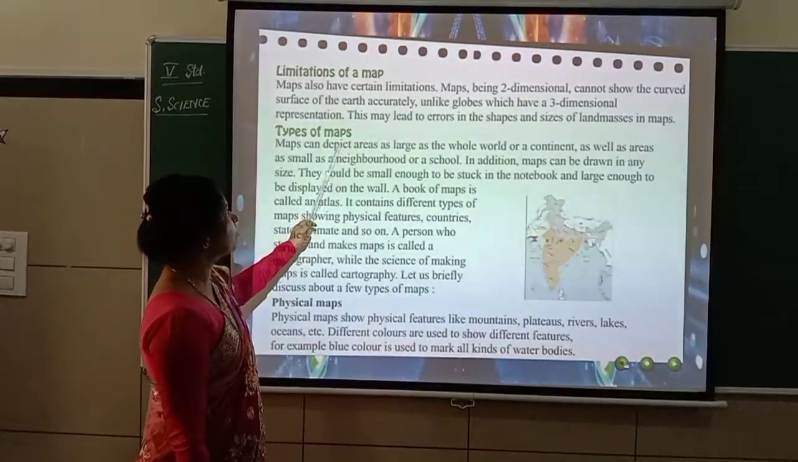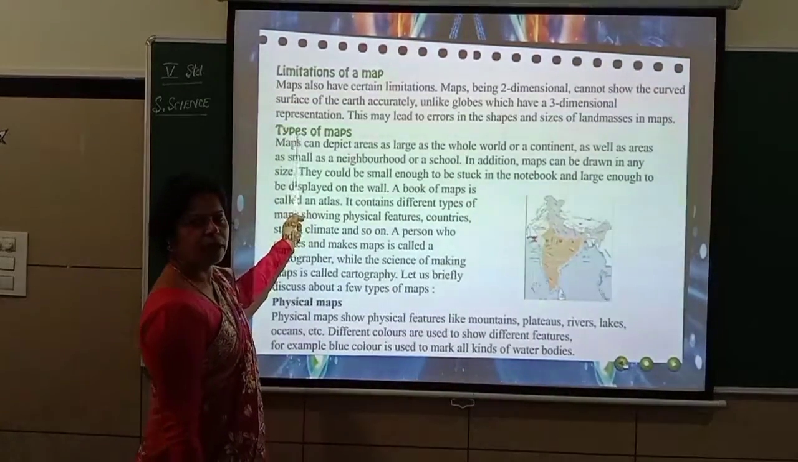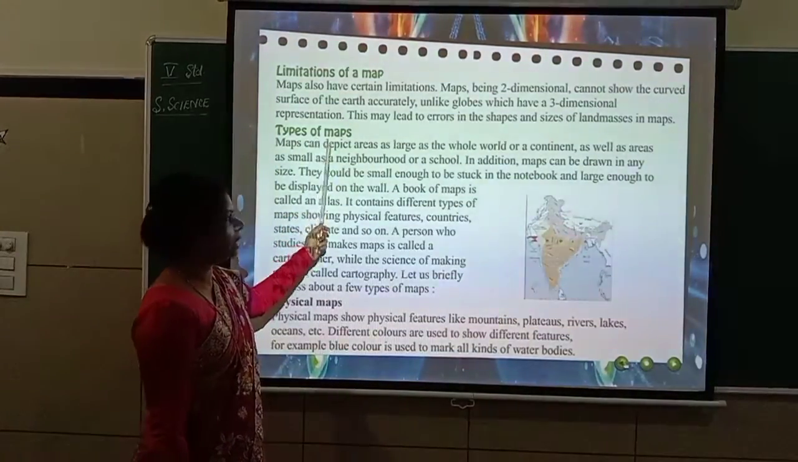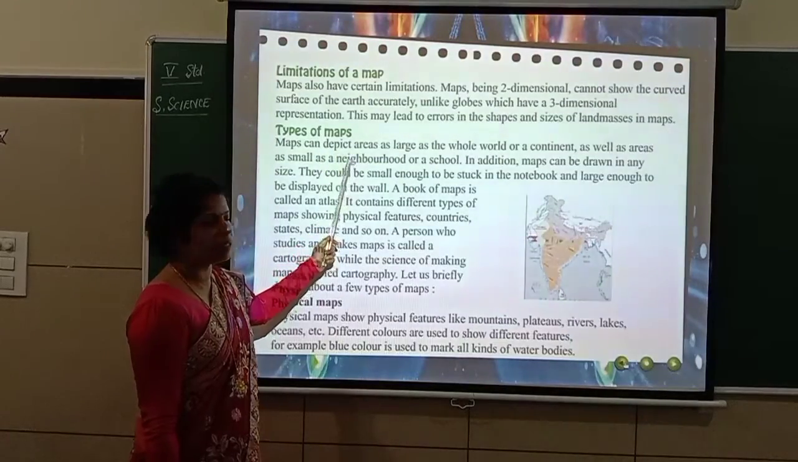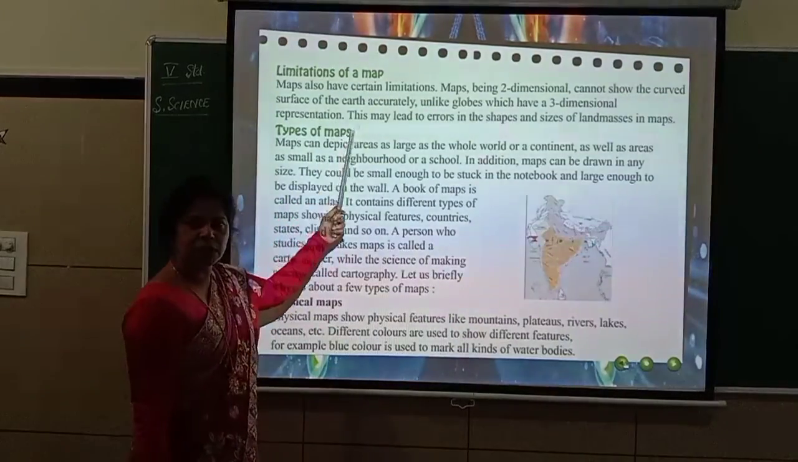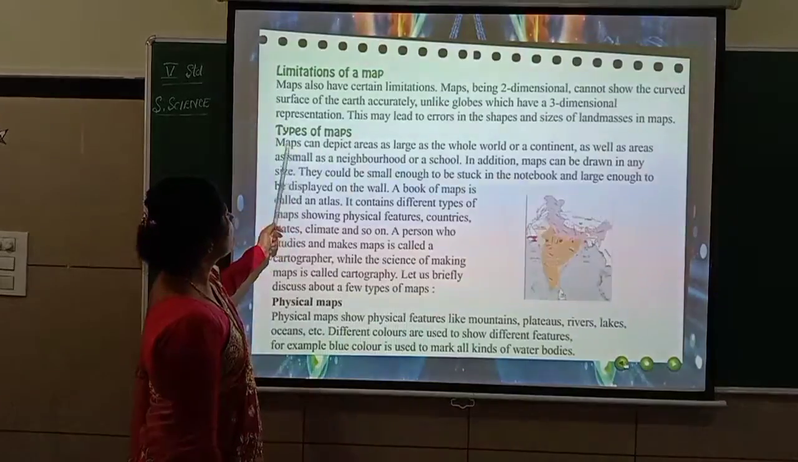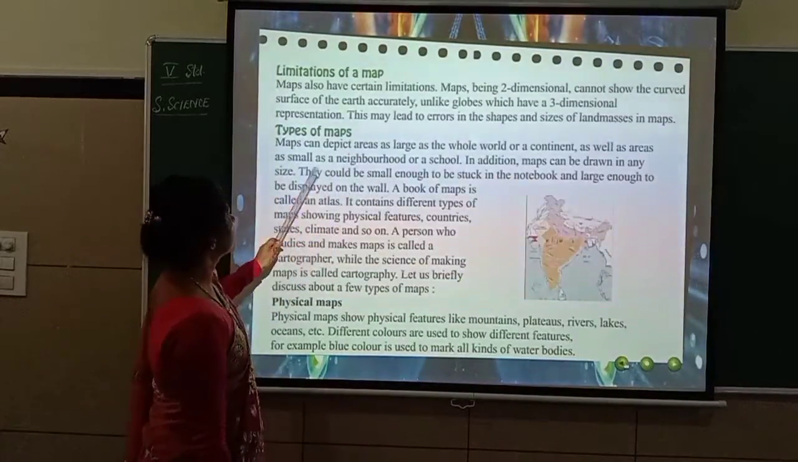Today let us see about types of maps. We learned yesterday the difference between a globe and a map, isn't it? So then you know the limitations of a map also. Now let us see about types of maps.